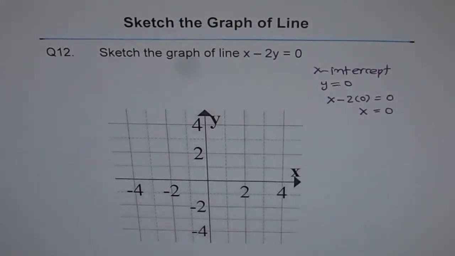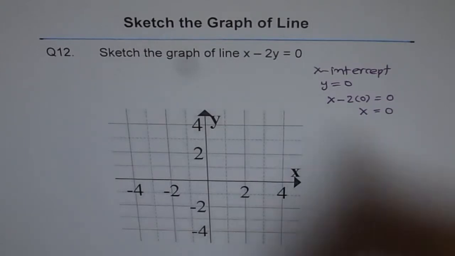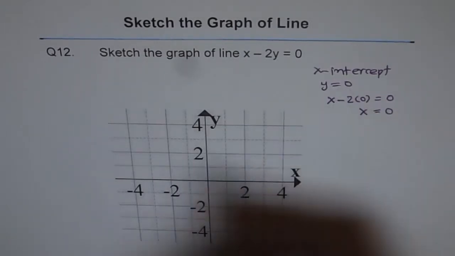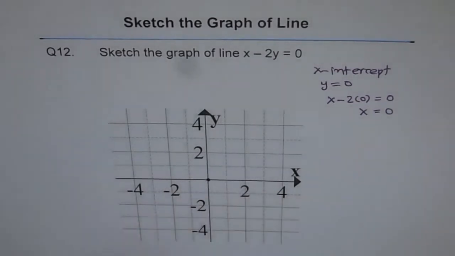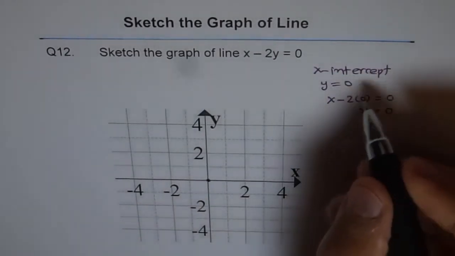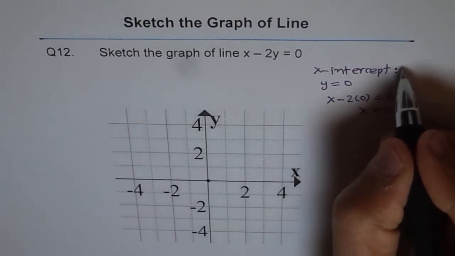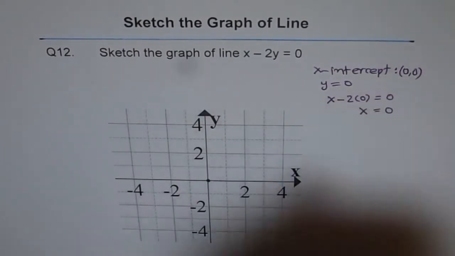So let's plot this point 0 for us as x-intercept. So the coordinate of x-intercept is 0, 0, which is this coordinate, correct? So we say, well, x-intercept is 0, 0. That's what we got.